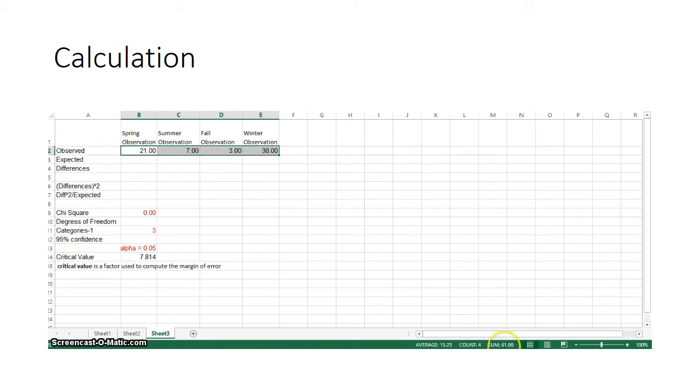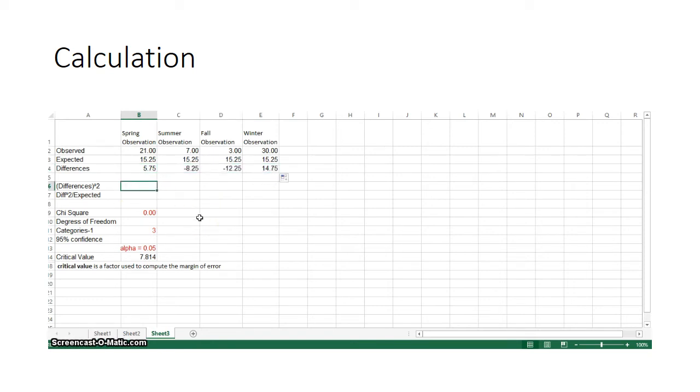We had 61 individuals participate, and divide it by the number of categories, which in this case is 4. So you do that by going 61 divided by 4. And this is our expected value. So you just take that and you put that into every single category. The next step is to determine the differences between values observed and values expected. You do that by taking this cell and subtracting it from this cell, or vice versa. Then you can just click on the cell and expand the formula to all 4 categories.